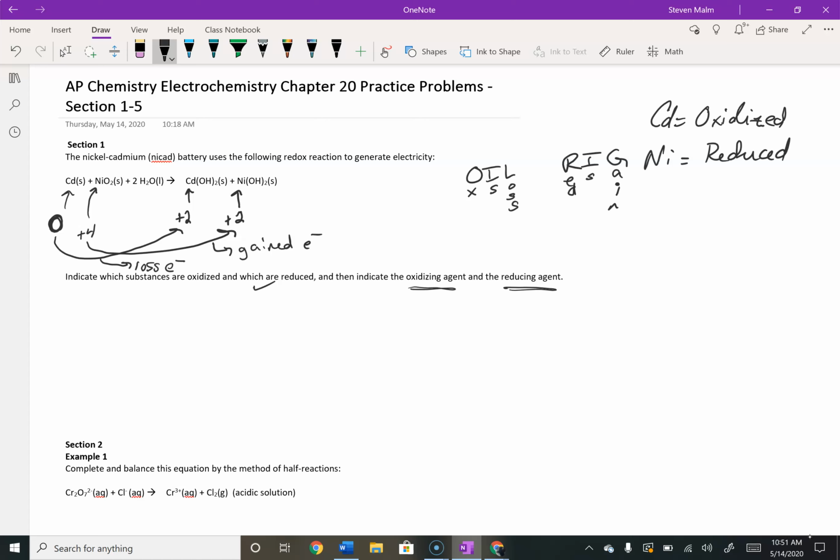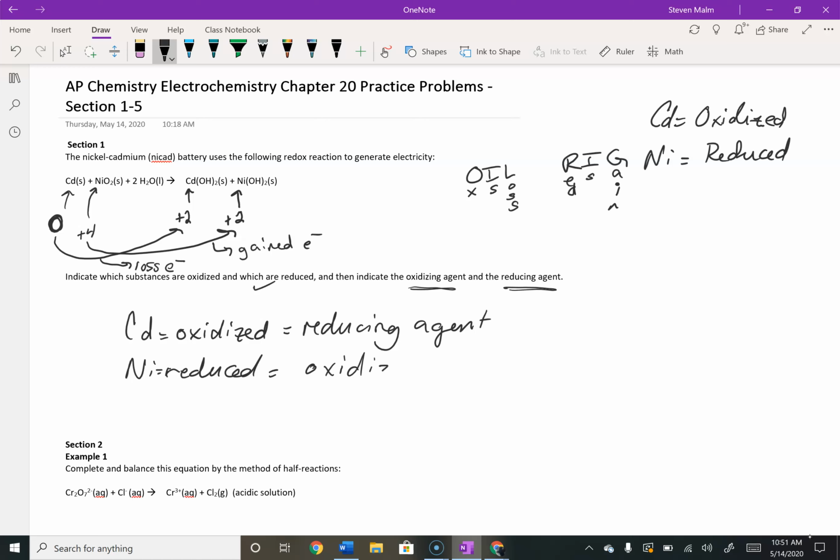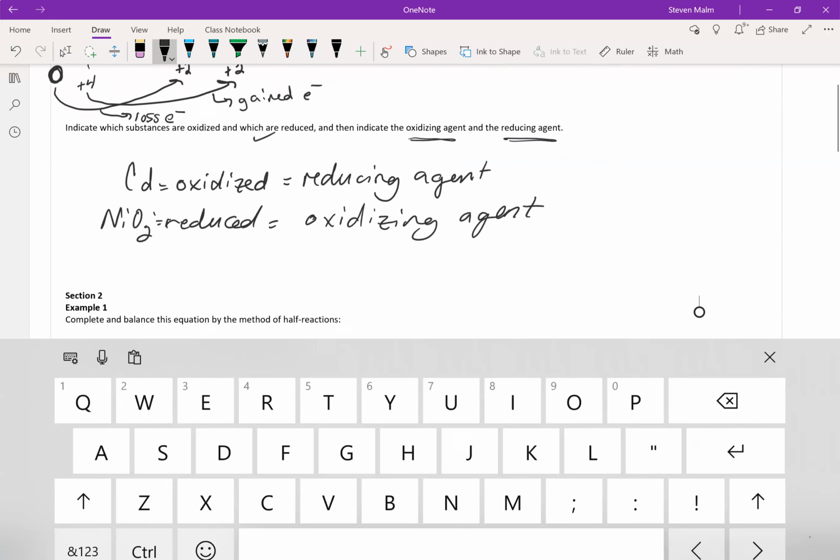Next thing says to identify the oxidizing agent and the reducing agent. So remember that it's whatever the opposite is. For instance, cadmium, since it was oxidized, was the reducing agent. And nickel, since it was reduced, is the oxidizing agent. And technically, it's the nickel O2 that is the whole thing in this case. Okay, so that was the first one.